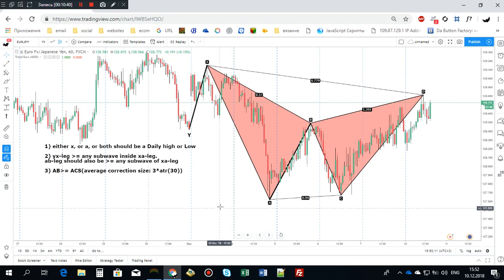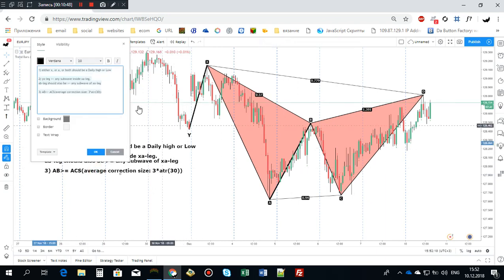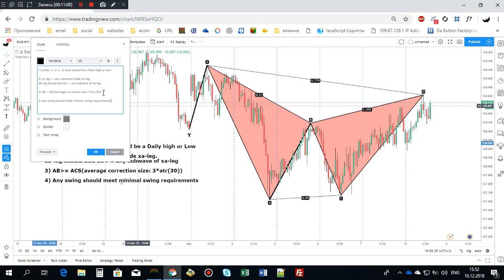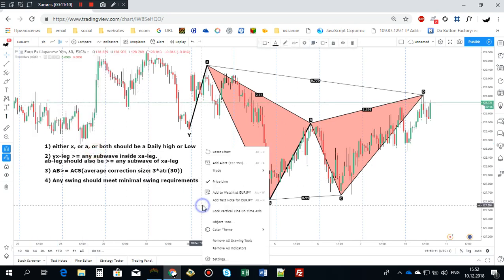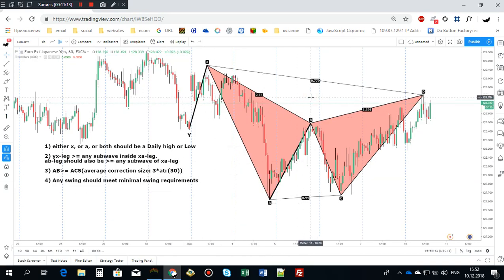Okay, so let's start with this second guideline. 1, 2, 3, guideline number 4. It will help you with swing identification as well. So this guideline says that any swing should meet the minimal swing requirement. Okay, now let me explain what it means. What is the minimal swing requirement?